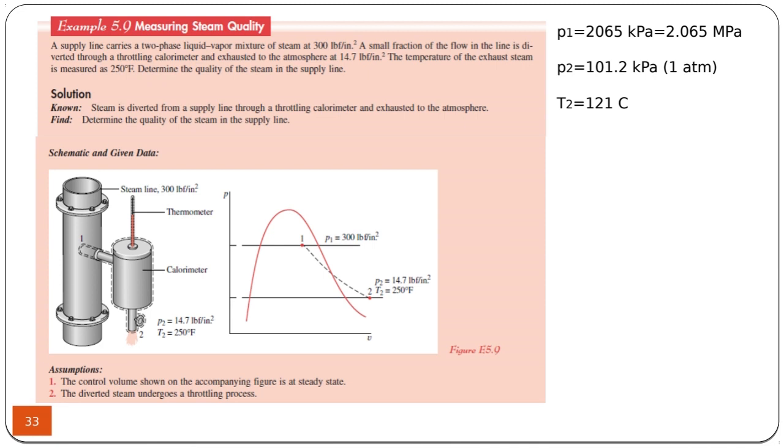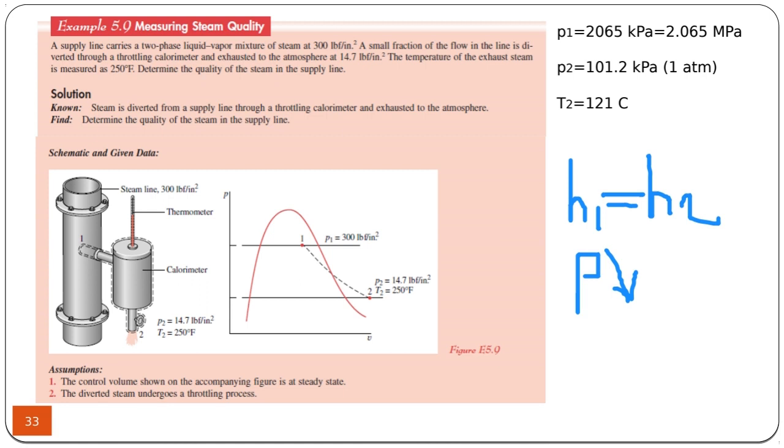So this high pressure steam is passed through this throttling device. As it passes through the throttling device, we know that it will expand to a lower pressure. But in throttling devices, we know that enthalpy remains the same. So even though pressure goes down, enthalpy remains the same. This is represented in this saturation curve. As you can see, the initial pressure is 2065 kilopascals, and it expands to atmospheric pressure, which is 101 kilopascals.